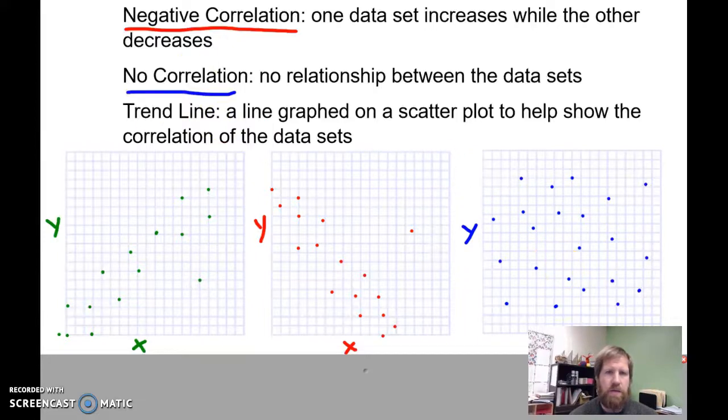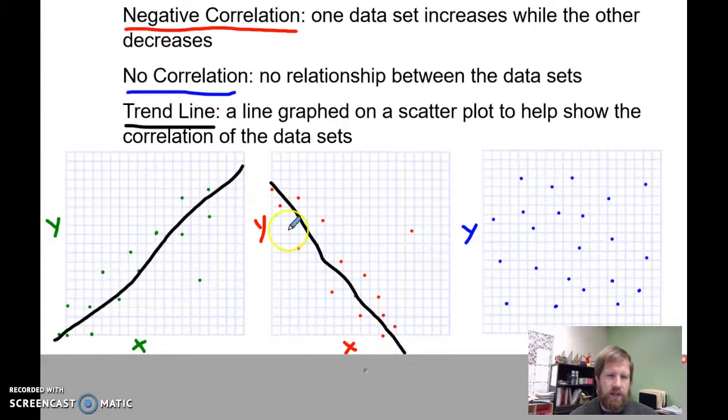The last one is trend line, and that's basically a line that is graphed to help show where your correlation is. It's generally just going to be a straight line that goes between most of the dots. That's really just to help us see about where things are. If I was going to predict a value for my y when x is whatever this value is, it should be close to the trend line.